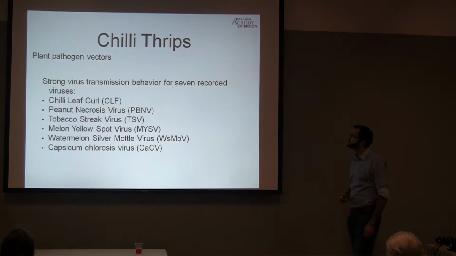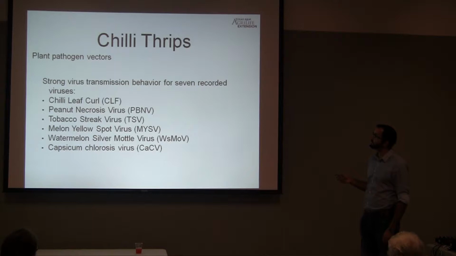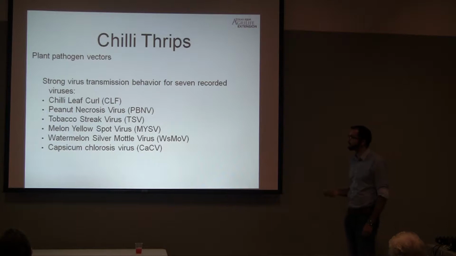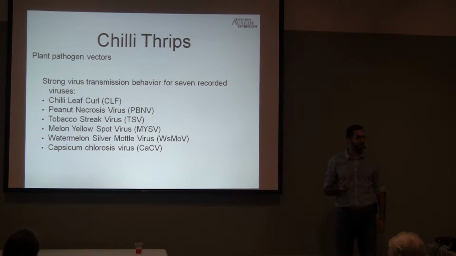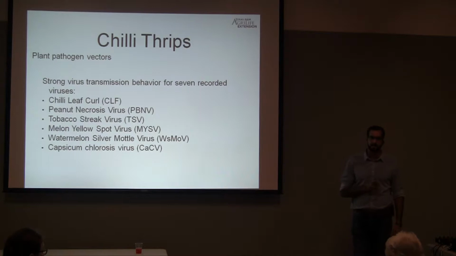The thing is that they are also potential strong transmitters of different viruses. So 7 reported viruses: the chili leaf curl, peanut necrosis virus, tobacco streak virus, melon yellow spot virus, watermelon silver mottle virus, capsicum chlorosis virus. None of which will really impact roses, to my knowledge. So you don't have to worry about that. But if you've got a vegetable garden next to your roses, that may be a concern. Do you know if they transmit rose mosaic? To my knowledge, they do not, but I don't know.